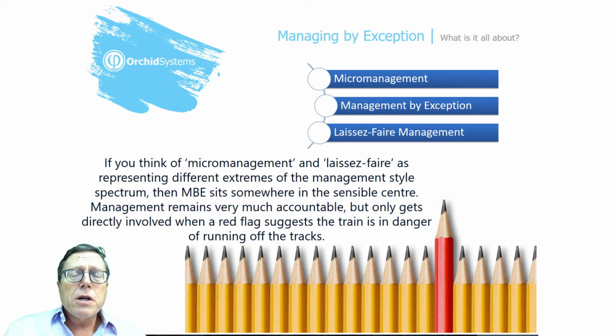Managing by exception is identifying the areas that need to be closely looked at and focusing on those when these exceptions occur. So you're only really interested in the anomalies, the exceptions, and not the general run-of-the-mill business which is operating in the way that you expect it to operate.